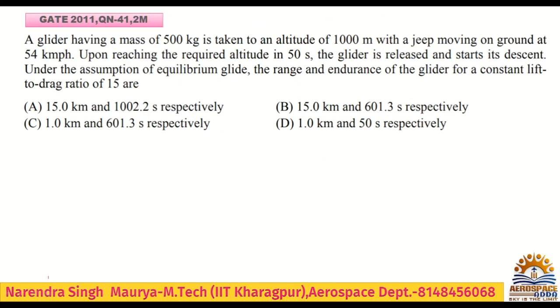This is problem number 41. This is again GATE 2011, and it was asked for 2 marks. All right, read this problem. A glider having a mass of 500 kg. So this is not an aircraft. This is the glider.